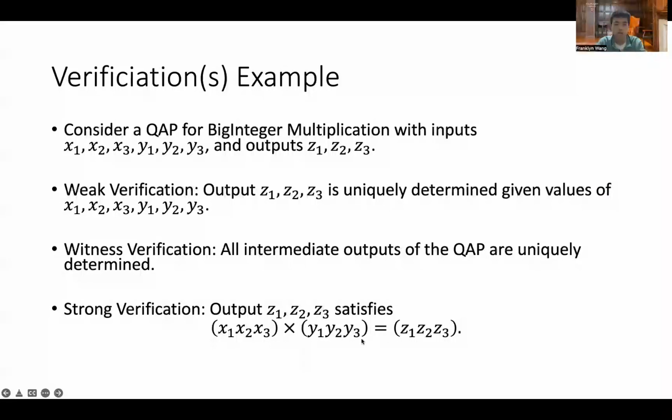Lastly, strong verification would be showing that the output z1, z2, z3 satisfies that the product of the x number and the y number is the z number, right? So this is like showing that it satisfies some formal mathematical expression. So hopefully this clarifies what the exact difference is between weak, witness, and strong.